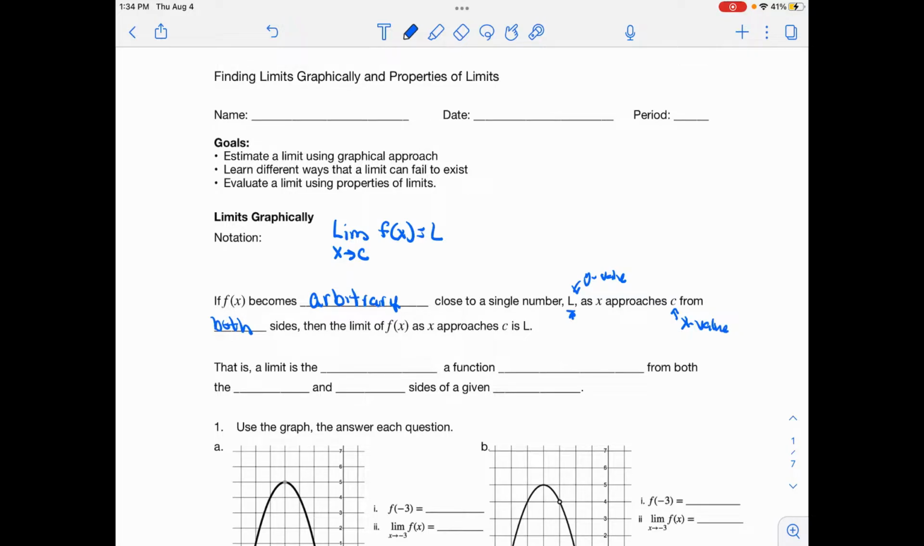That is, a limit is the y value, or the value a function approaches, not necessarily what the value of the function is, but the value of what the function approaches from both the left and the right sides of a given x value.